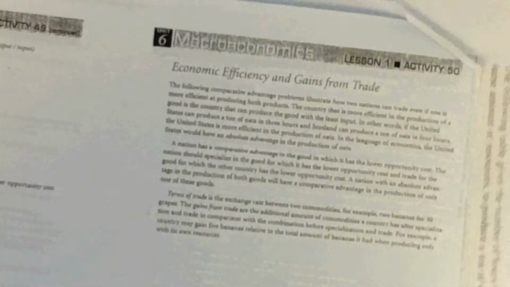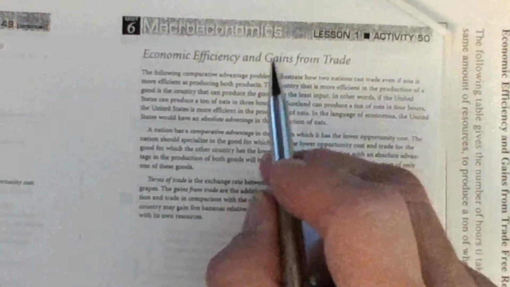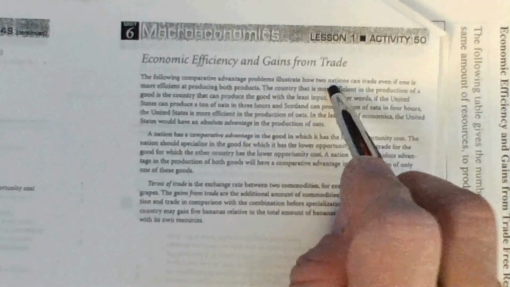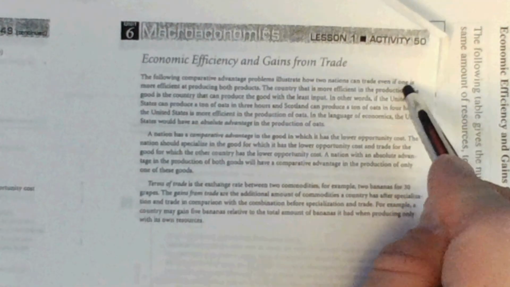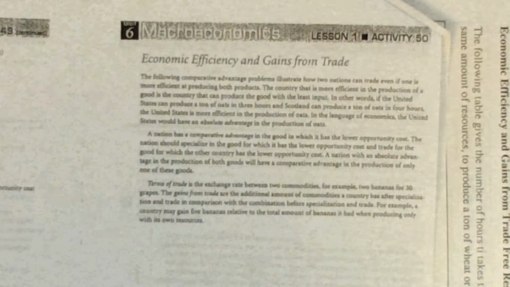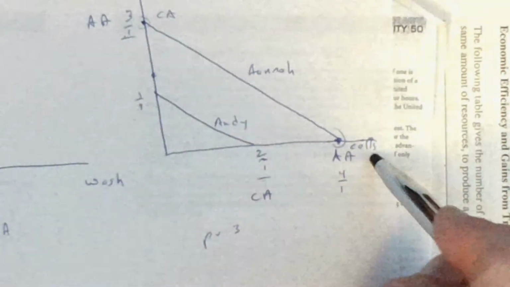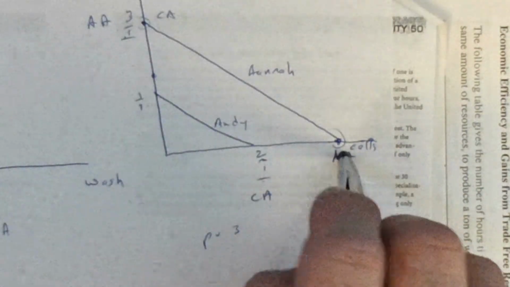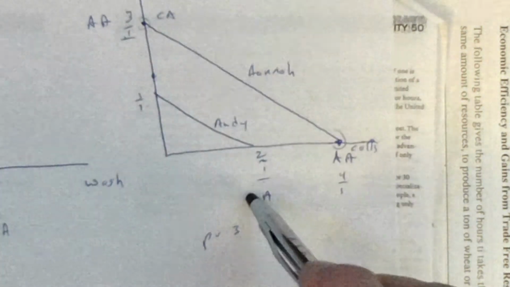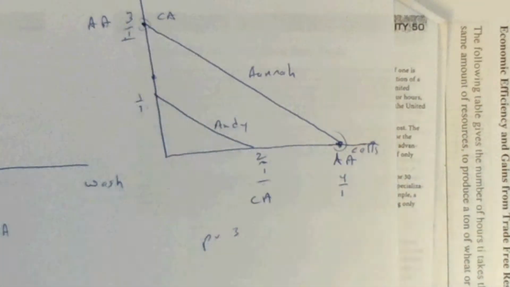Now, we're going to do another problem. Some of it's going to be practice, but we're going to introduce a concept called gains from trade. The following comparative advantage problems illustrate how two nations, individuals for microeconomics, can trade even if one is more efficient at producing both products. We did it in a prior video where Hannah was better at cleaning offices and jail cells. She had the advantage in both, but she was going to be cleaning offices and Andy was going to be cleaning cells, because trade is not based on absolute advantage, it's based on comparative advantage.